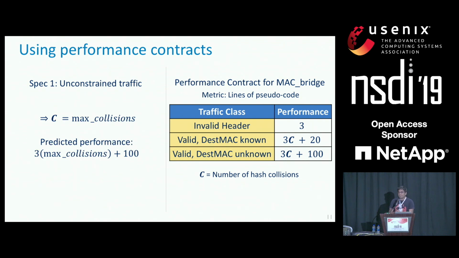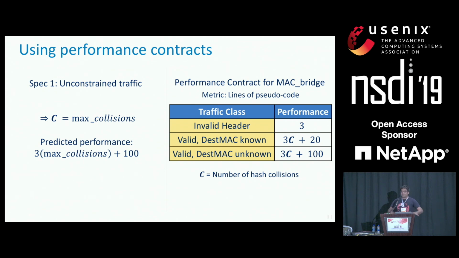Now, by definition, this traffic class does not preclude any of the sub-branches in the contract, and so multiple performance predictions are possible. In this scenario, the contract, being conservative by design, will return the performance of the worst case traffic, which here is the broadcast traffic. Additionally, since the user has not specified the number of hash collisions, the contract is once again going to assume the worst, which is that the maximum number of collisions occur, and so the predicted performance is as shown.